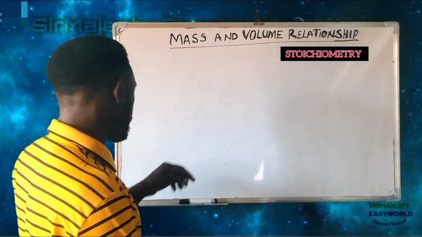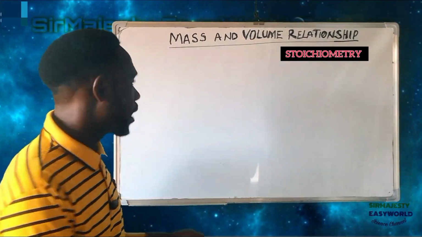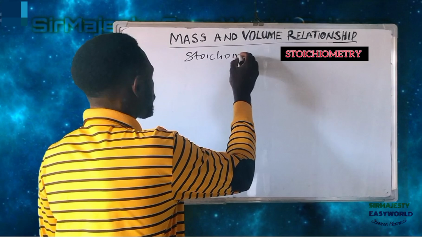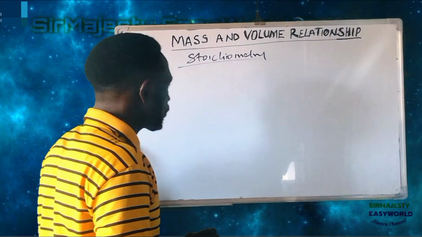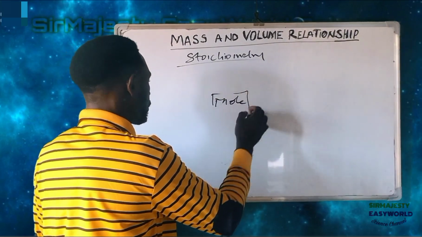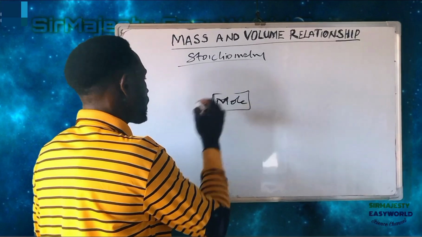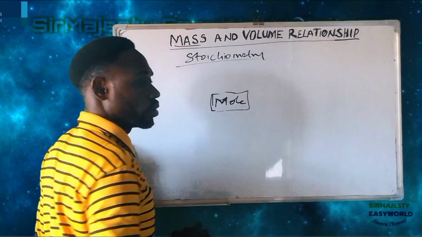So to bring this up to reality, mass and volume relationship is all about stoichiometry, which measures the relative proportions in which substances or elements react. For us to measure anything, we must consider the central unit, mole. So mole is in the center here. Mole is the determinant. So both mass and volume depend on mole.